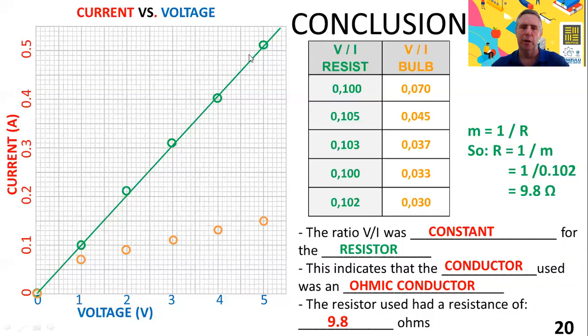You could calculate the gradient from your straight line, or you could just take an average of all of these V over I values, which in fact is 0.102. So this concludes our Ohm's law experiment.